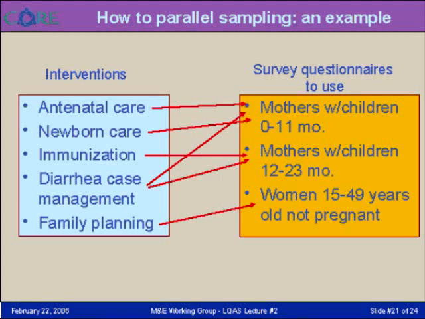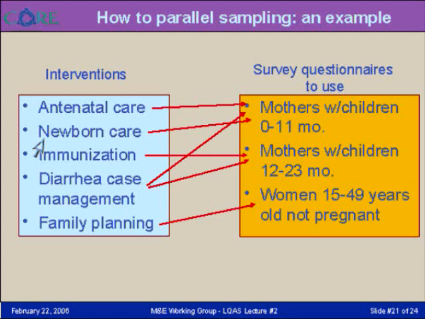To give you an example of how parallel sampling works, we would like to present one scenario. In this case, the type of interventions that you see on your left-hand side are included in the blue box, and the type of survey questionnaires that we would use are in the box with the yellow shade. Assuming that we have 5 particular interventions, then we would select specific survey questionnaires to use. For this particular example, if we have an intervention that includes antenatal care, we will use a survey questionnaire for mothers with children 0 to 11.